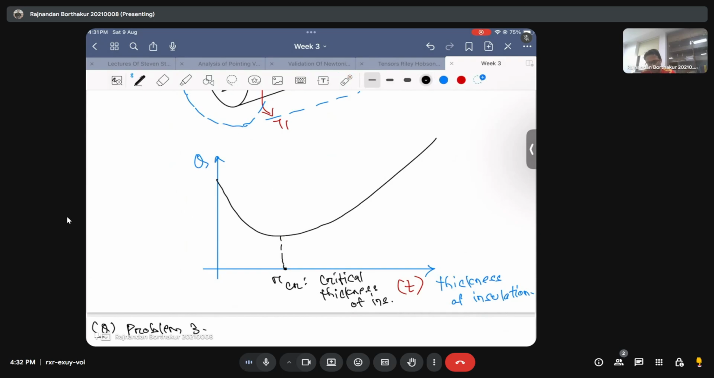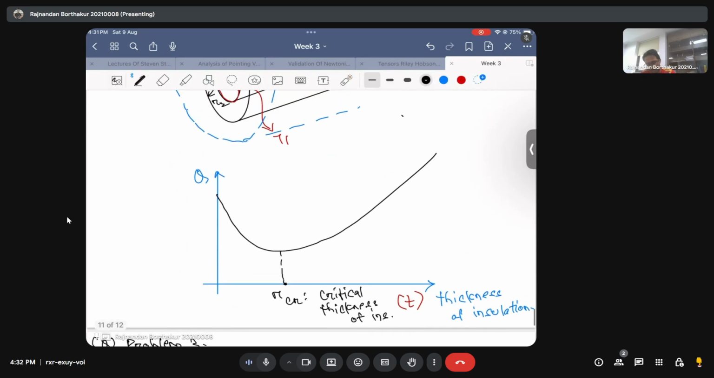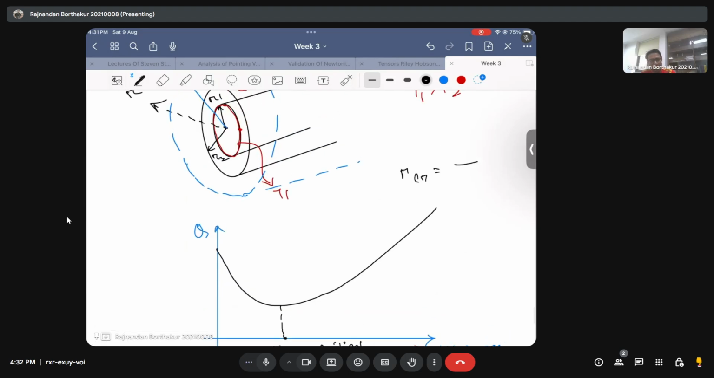Now you have derived it in your theory classes that RCR for cylindrical geometries is just K of the insulating material divided by the heat transfer coefficient of the ambient fluid. So it is just K by H naught or K by H infinity. This you can derive. This is for your cylindrical shapes. For a spherical shape, you can show that it is 2K of the insulating material by H naught, or H infinity.